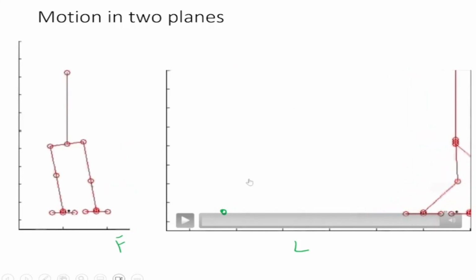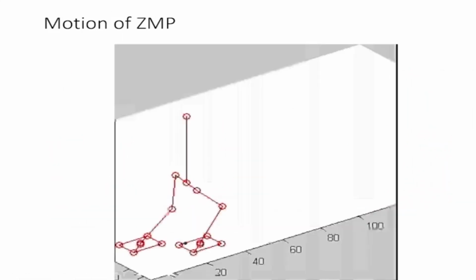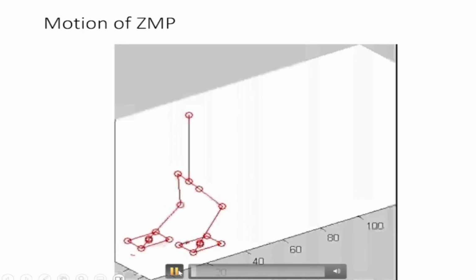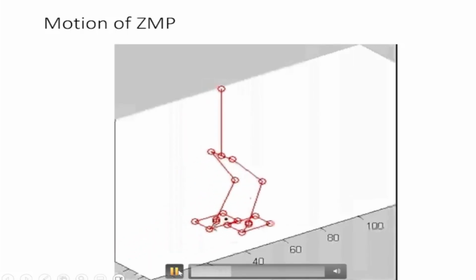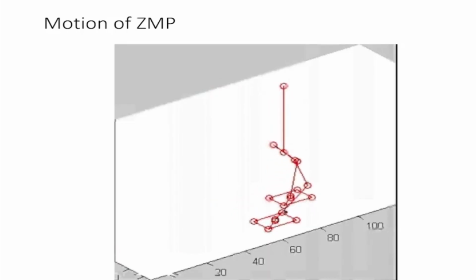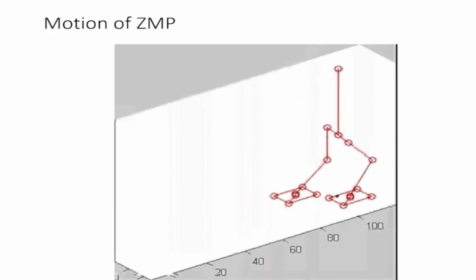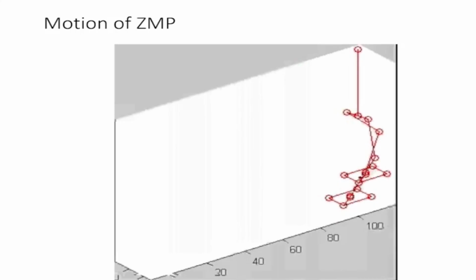Now if you combine both of them, the front view and the top view, then what we see is this view, in which the robot is bending on one side and the rear leg is going forward, then bending on the other side and the rear leg is going forward. So this is my single support phase, double support phase.